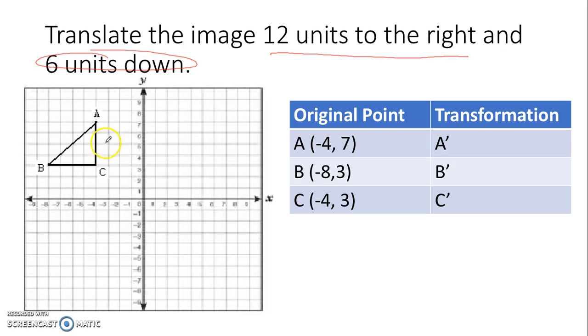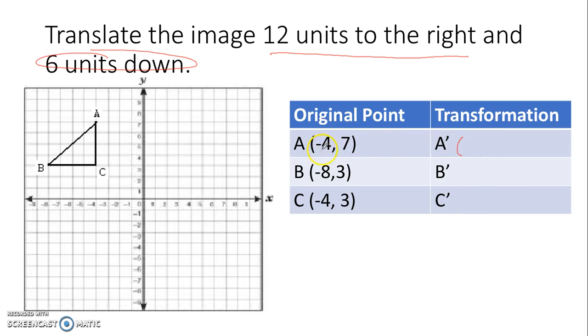Alright, so when we translate something 12 units to the right, we are going to think about, well, when you're moving right on a number line, the numbers are increasing. Alright, and when we're moving right or left, we're talking about the x-axis or the x points. Okay, so if we're moving to the right, it is going to be positive, or we're going to add. If we were moving to the left, it is negative, or we're going to subtract. So let's take a look at this first one.